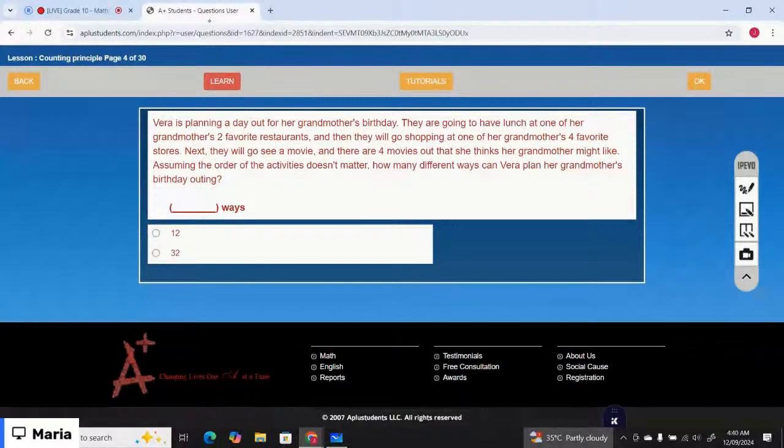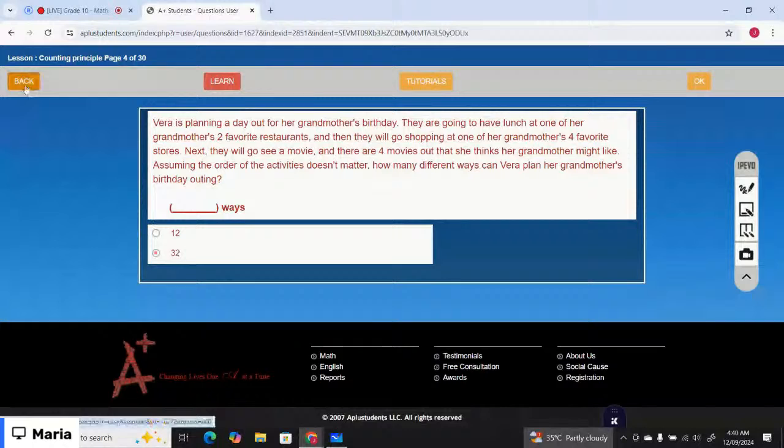The correct option is 2 for the restaurant, then 4 options for the store. 2 times 4 is 8 and 8 times 4 is 32. So the correct option is 32. Option number 2 is the correct option. Okay, you can complete the lesson by yourself later today.